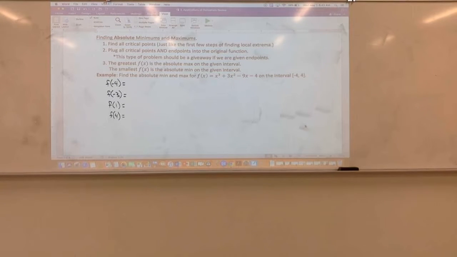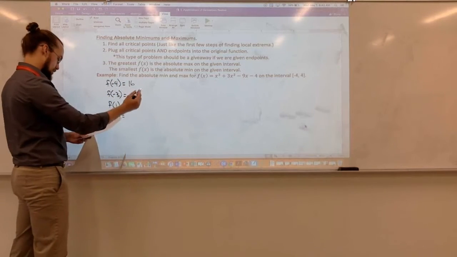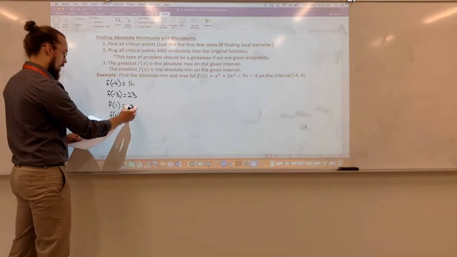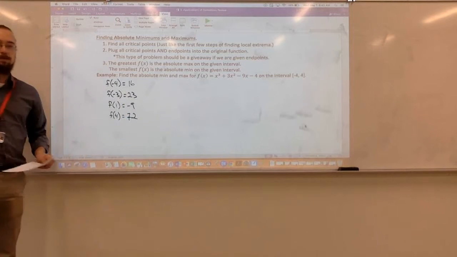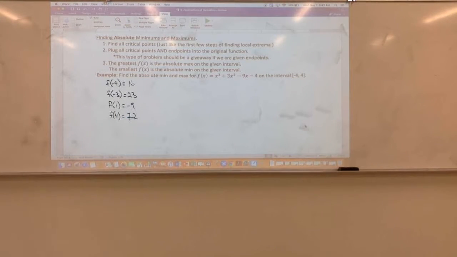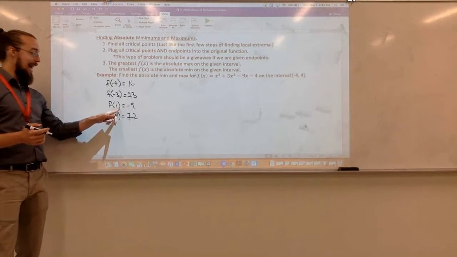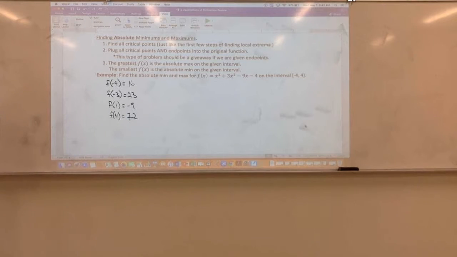So for time's sake, these work out to be 16, 23, negative 9, and 72. Oh, it goes back into the original concept. Right, into the original function. Right? So what this means is my absolute min occurs at x equals 1. The absolute min is negative 9.